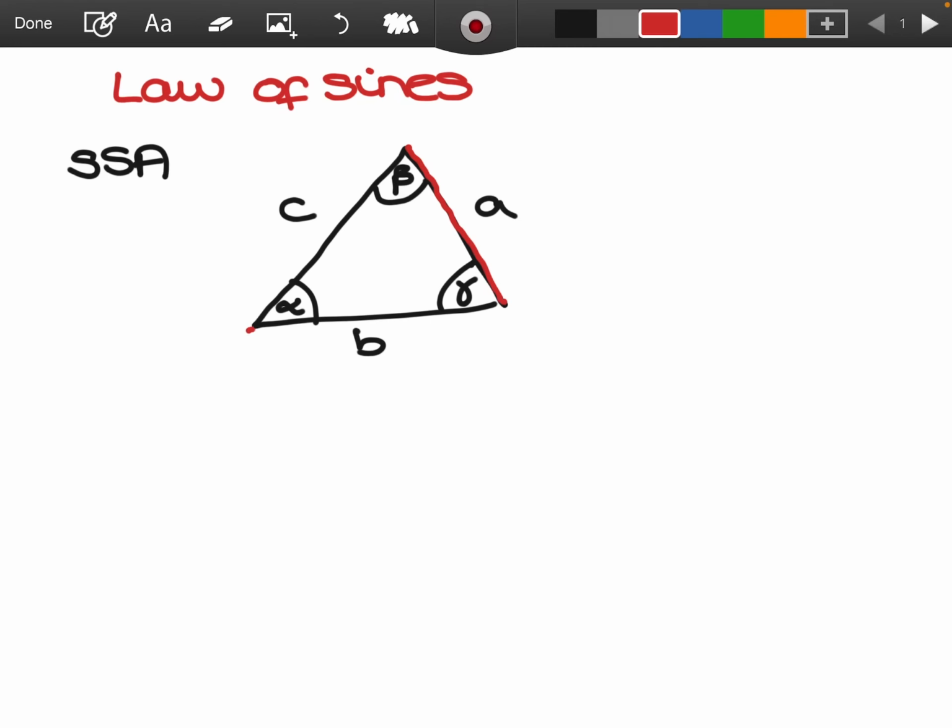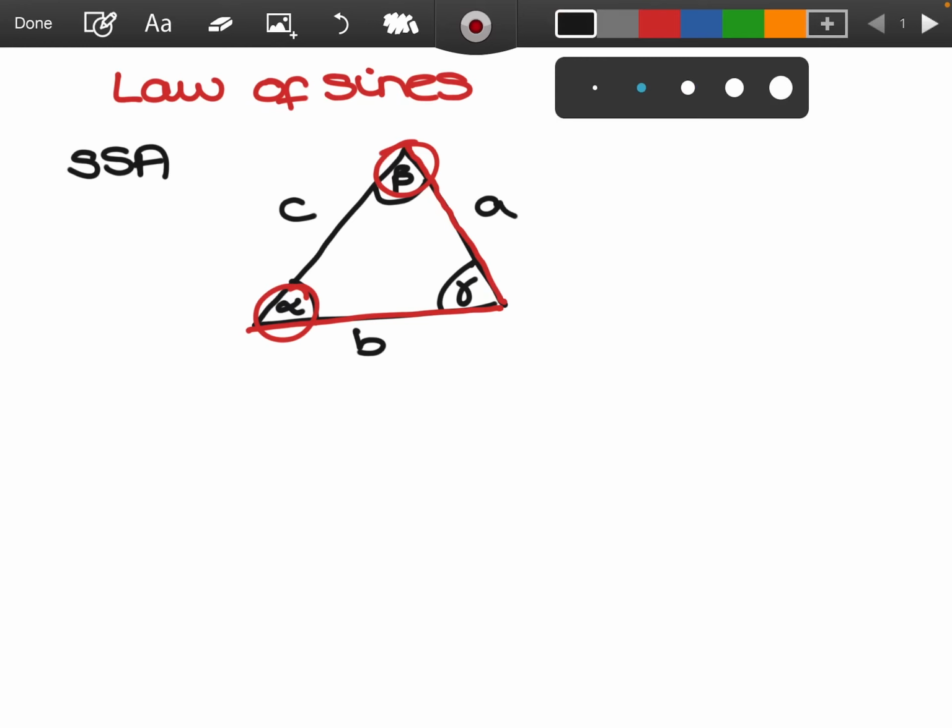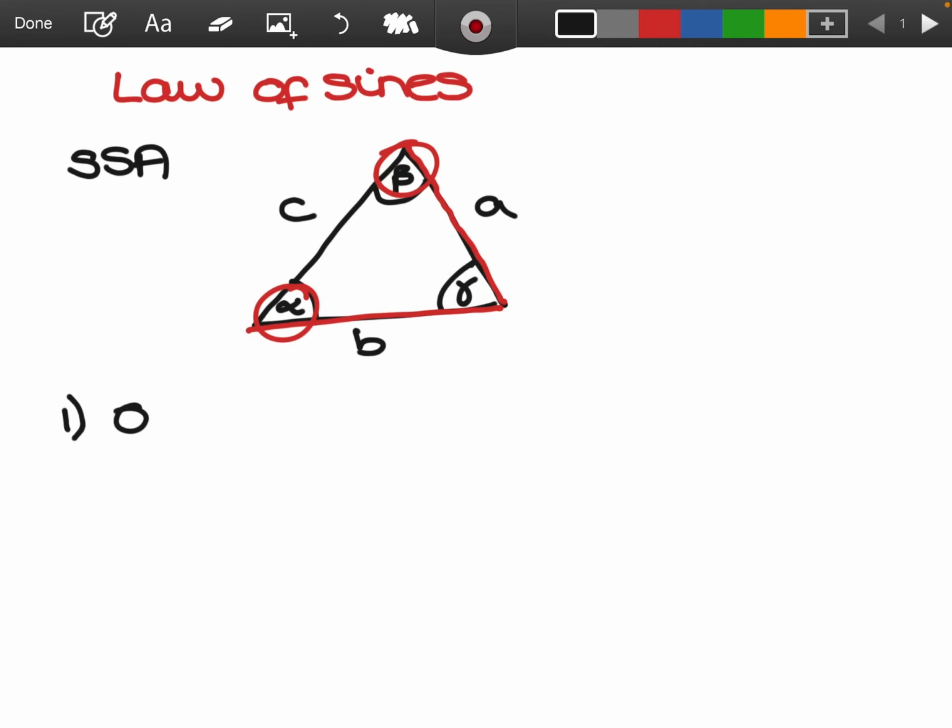So let's say that you were given A and B, and then one of the two angles that is not between those two sides. So we would not be given gamma, but we could be given either alpha or beta. Okay, so let's look at the possibilities that we can have here, and there are a few different things that you will come across depending on the triangle that you have. The three possibilities are where there are no possible triangles, so 0 possible triangles, and I'll tell you what to look for and how you will know that that is the case.